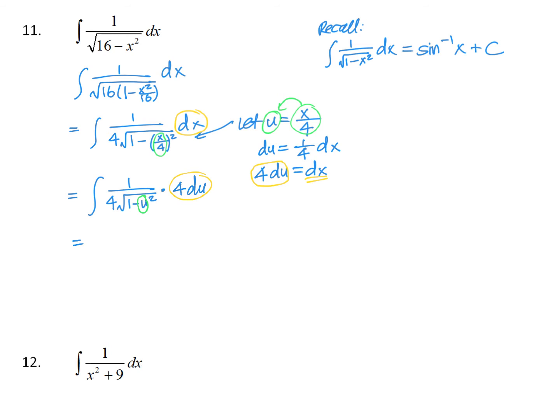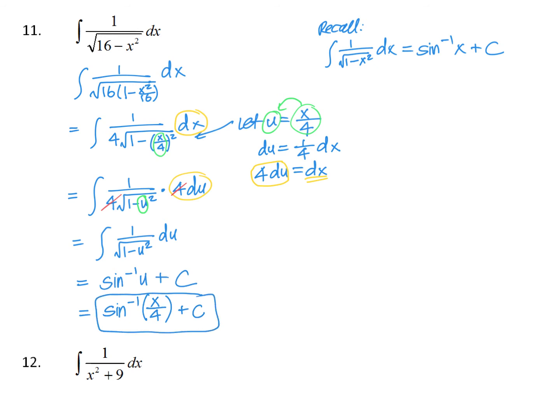All right, now what's nice is that the 4's cancel. So this becomes the integral of 1 over the square root of 1 minus u squared du. This looks exactly like this over here, except it's in terms of u. So then this is inverse sine of u plus c. And then I will reverse substitute and replace u back with x over 4 plus c. And so there's your answer.